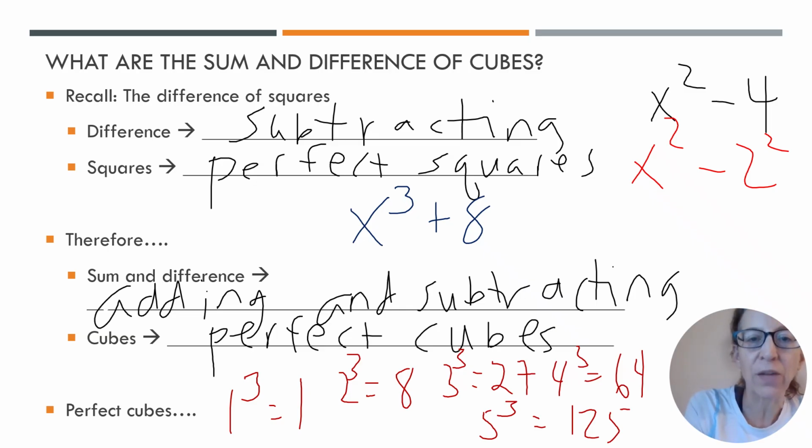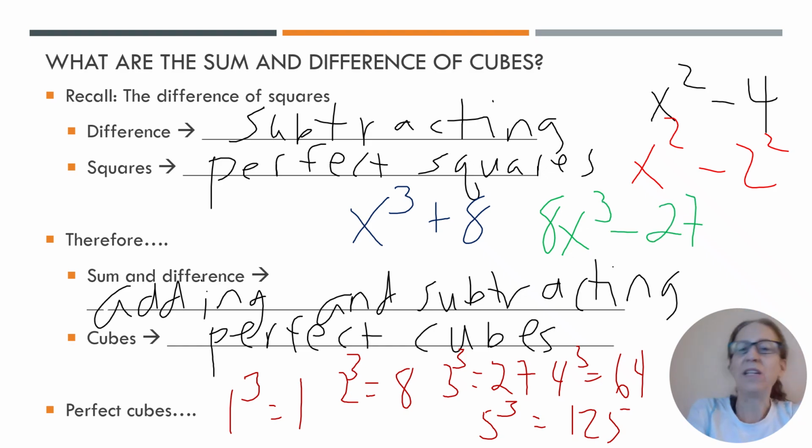And it works for both sum and difference, and you could see even the number out front, so you could see something like this. Okay, and that would be the difference of cubes, because 8 is a perfect cube and x cubed is a perfect cube and 27 is a perfect cube, so that would be the difference of cubes. Okay, so that defines the kind of problem that we're looking at.